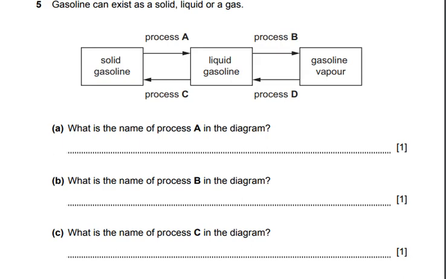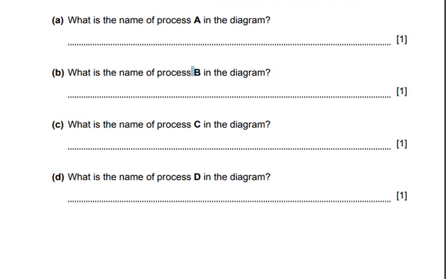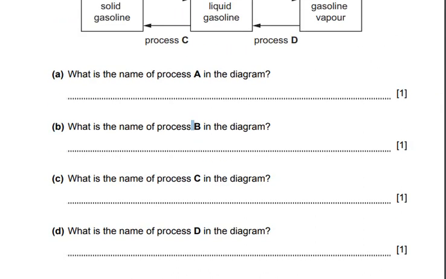C. What's the name of process C in the diagram? Process C, we have liquid gasoline changes to solid gasoline. So this is freezing. And D. What's the name of process D in the diagram? Process D, we have gasoline as vapor changes to liquid gasoline. So this is condensation.